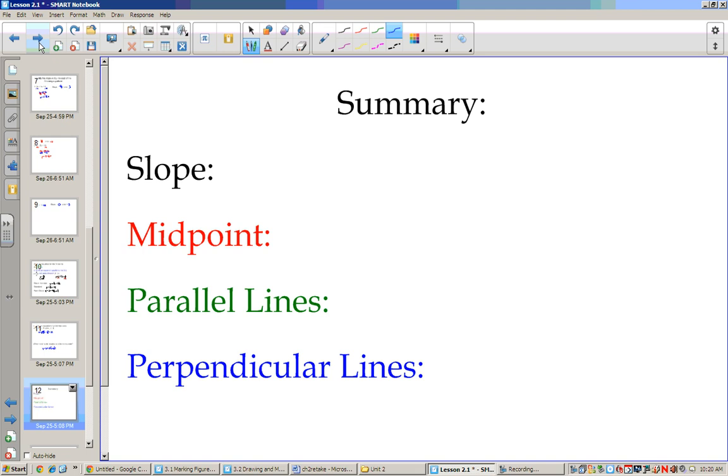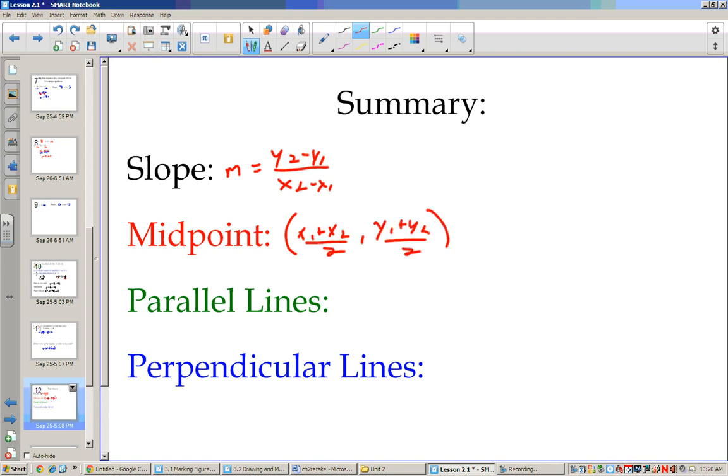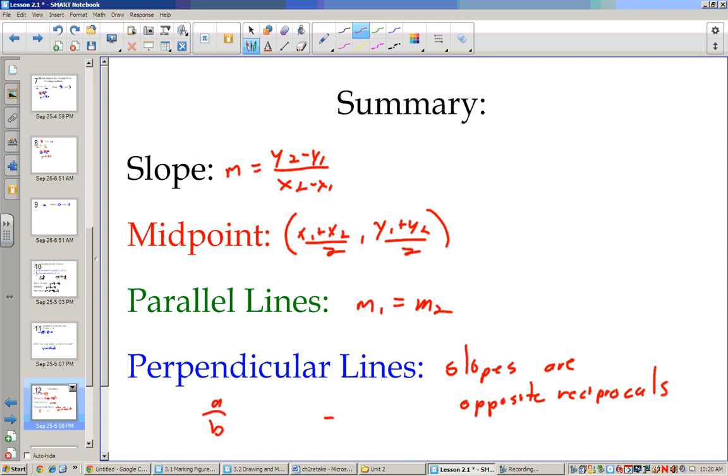All right, so here's a quick little summary. For a slope, remember that slope is equal to y2 minus y1 over x2 minus x1. Our midpoint, we add our x's, divide by 2, add our y's, divide by 2. Our parallel lines have m1 is equal to m2. Our perpendicular lines' slopes are opposite reciprocals. So if one is A/B, the other one is -B/A.